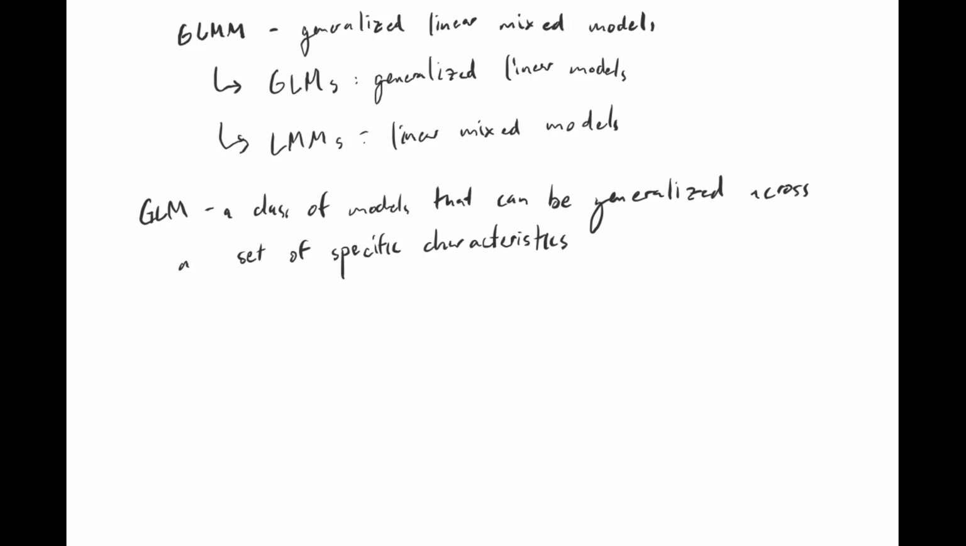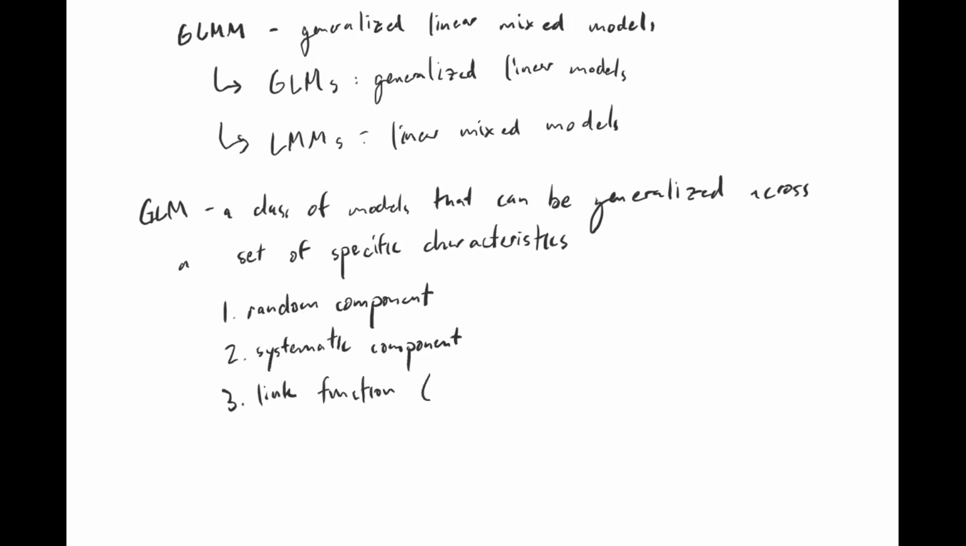The three sets of characteristics that we talk about with GLMs, if you look at different resources, you'll find that people use different names and nomenclature for them, but generally they mean the same thing. So you have a random component, you have a systematic component, and again, people call these different things, but we'll describe what they are in a moment. And then a link function, and that one's pretty consistent. Everyone calls it a link function. This one describes how the random and systematic components relate.